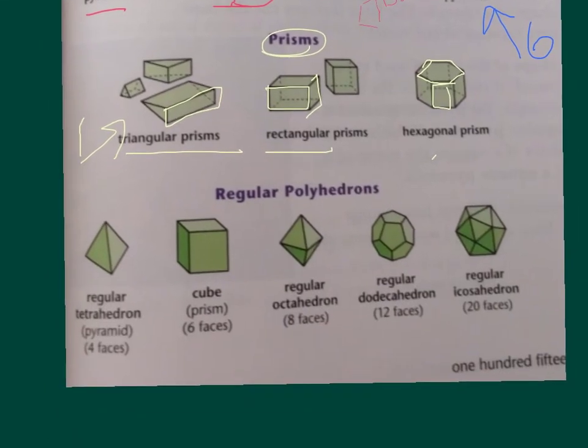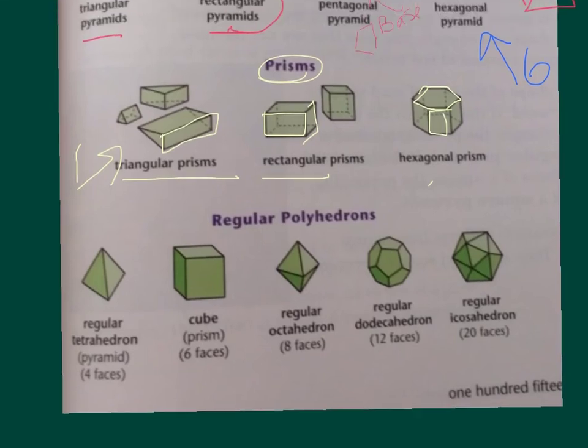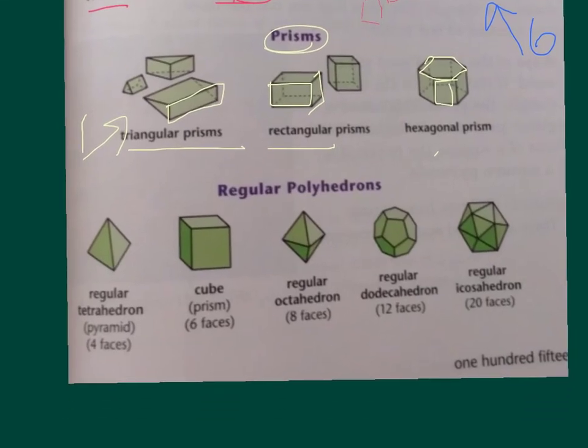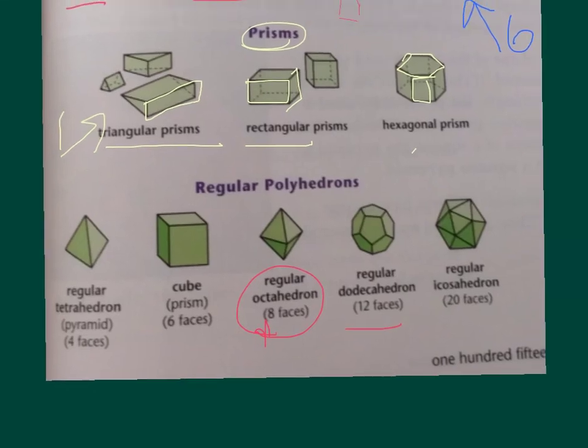Below, it gives you an example of what they call regular polyhedrons. We have the regular tetrahedron that has 4 faces. It's a pyramid. The cube, which is a prism with 6 faces, the regular octahedron, oct means 8, so there are 8 faces, regular dodecahedron, and the regular icosahedron, which has 20. Okay?